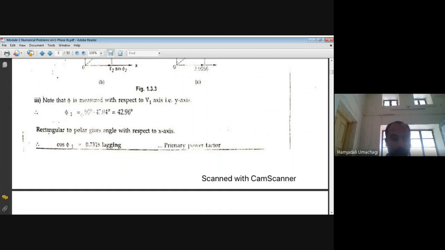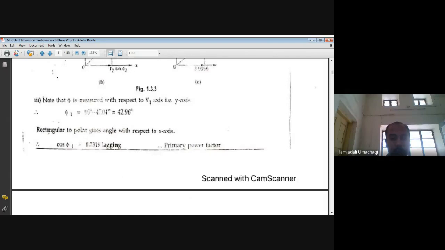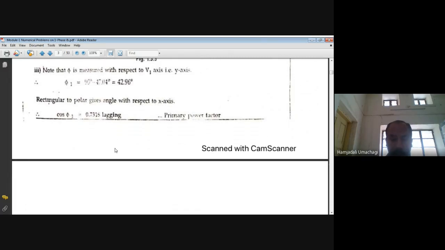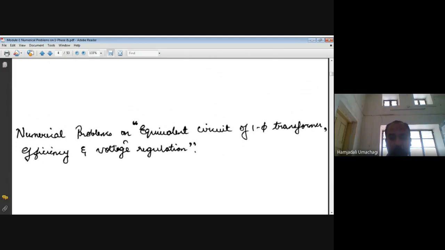So phi 1 is 90 minus 47.04, where 47.04 you get from the angle of the primary current I1. So 90 minus 47.04 will be 42.96. This is the primary power factor angle. Then the primary power factor means cos of 42.96, which is 0.7348 lagging. Right. Now let us see the next problem on the equivalent circuit of a single phase transformer.